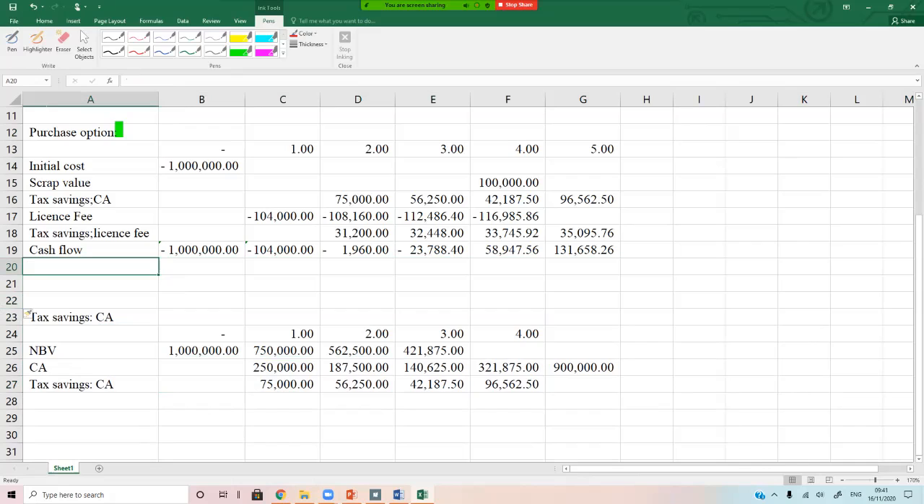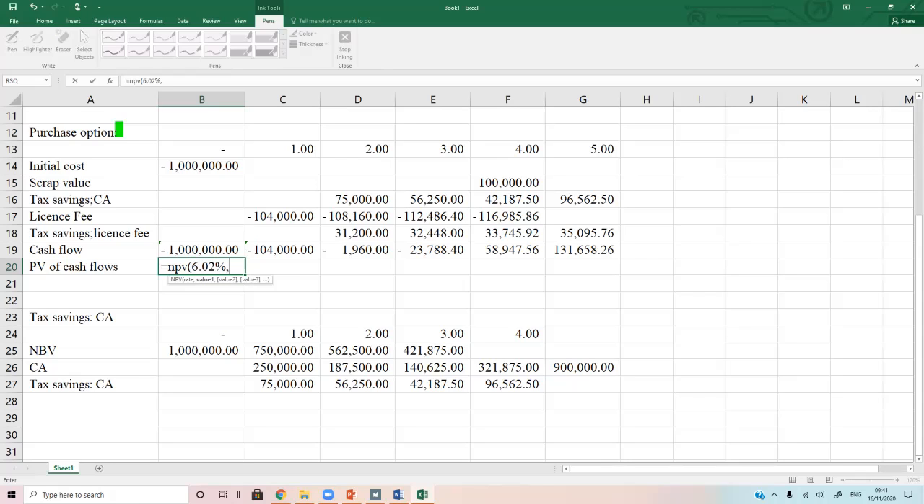So the cash flow is between year 0 all the way to year 5. So what else? NPV. Actually, let me call it present value, not NPV as such. This is the PV of cash flow, but we're going to use the NPV formula. Equals NPV at 6.02% between year 1, not year 0, but year 1 all the way to year 5. Then I add year 0 because they're negative, and I get 974,853.62.